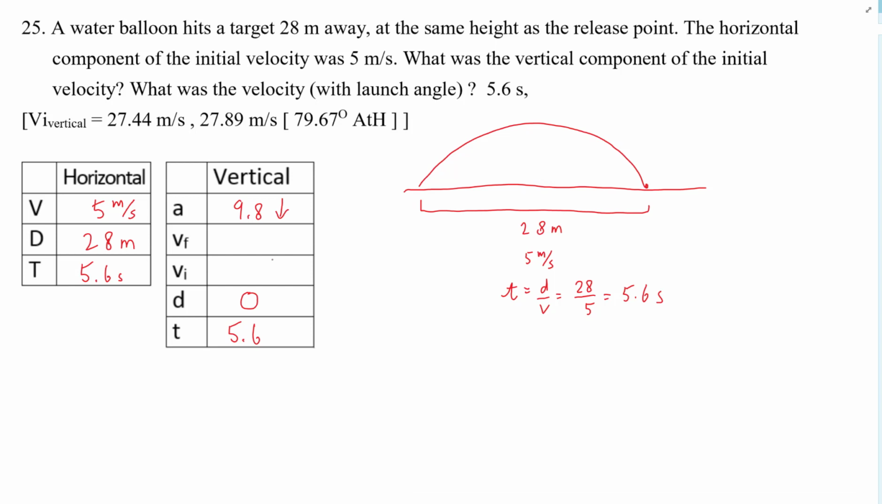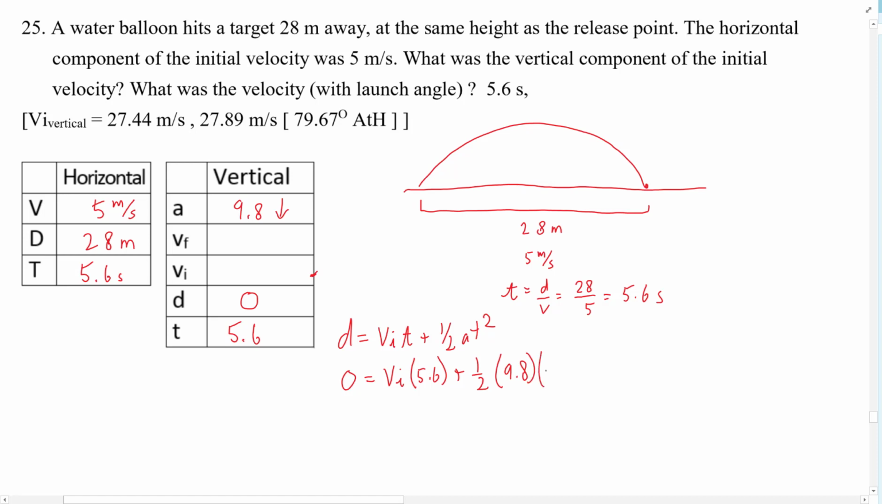Okay, so we'll find VI first because we don't have VF. The formula is D equals VIT plus 1/2 AT squared. So D is 0, which is equal to VI, that's what we want to find, times T, which is 5.6, plus 1/2 times 9.8 times 5.6 squared.